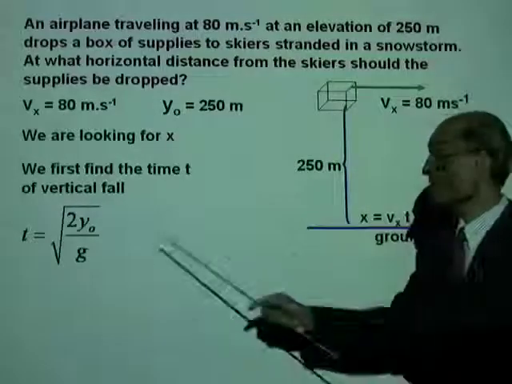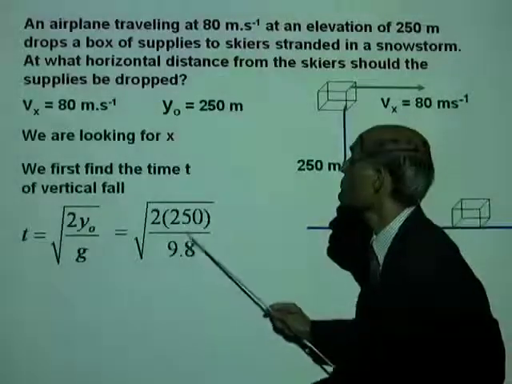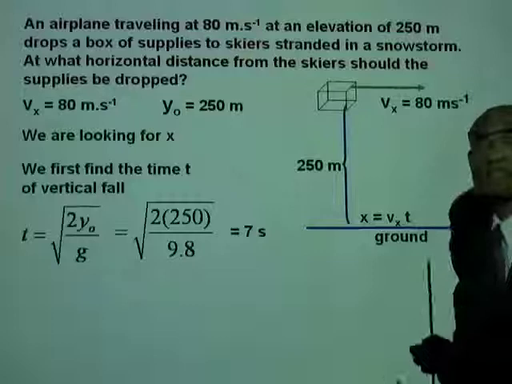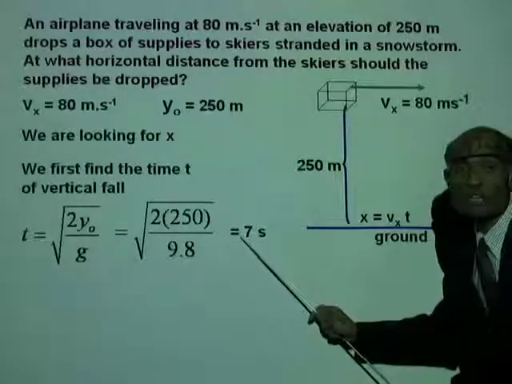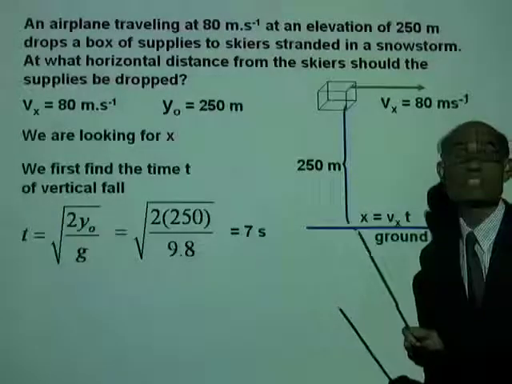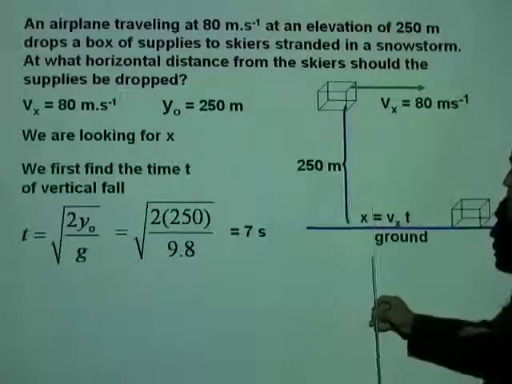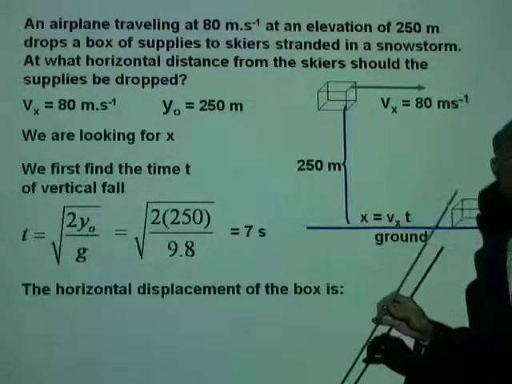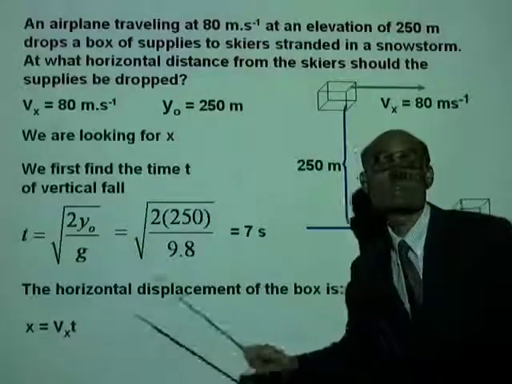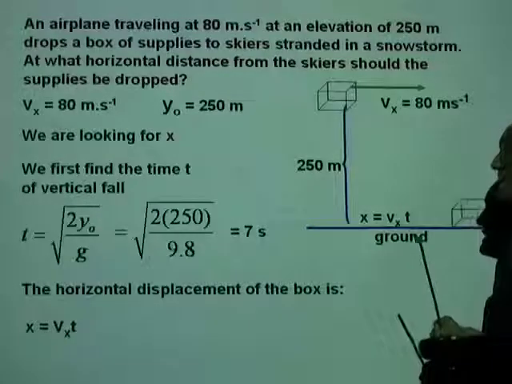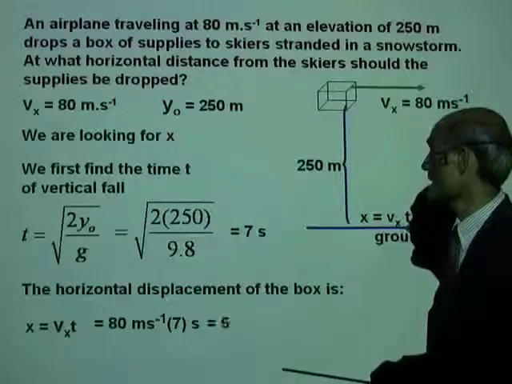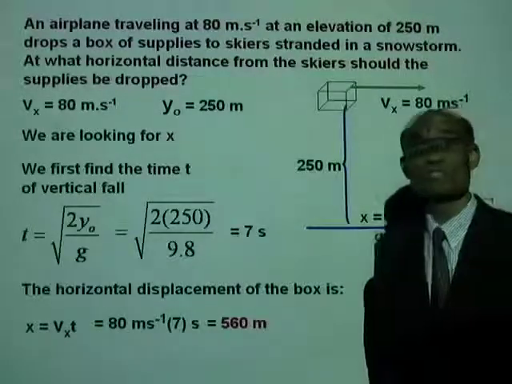Is that right? Yes. So we use the values of y0 and g, and the time of fall is 7 seconds. And during these 7 seconds, it is traveling horizontally with a velocity of 80 meter per second. So what is going to be the horizontal distance the box will move? The horizontal displacement of the box will be x equal to Vx multiplied by that time. That will be 80 meter per second times 7 seconds. That is 560 meter.